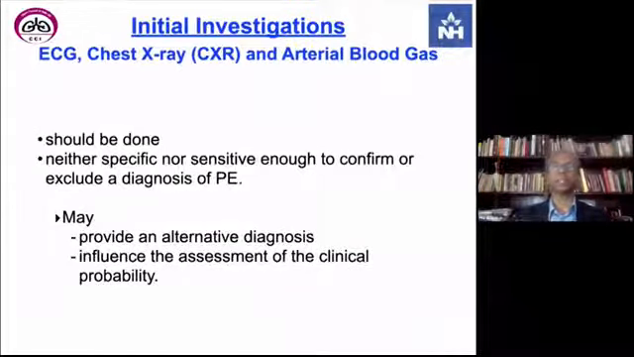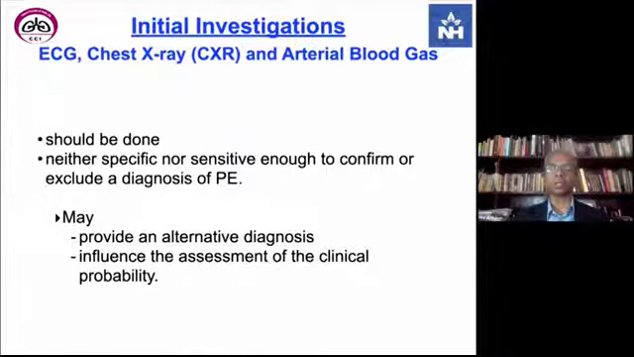We often do these initial investigations, ECG, chest X-ray, and ABGs. They should be done, of course, but they're neither specific nor sensitive enough to confirm or exclude a diagnosis of pulmonary embolism. And they may provide an alternative diagnosis when you do them. For example, you may pick up an acute MI, which may present with fairly similar symptoms.